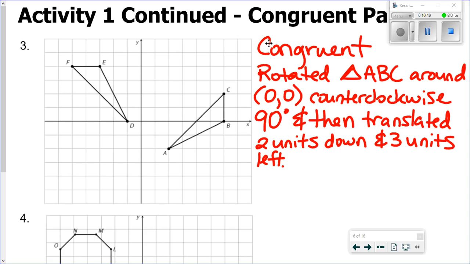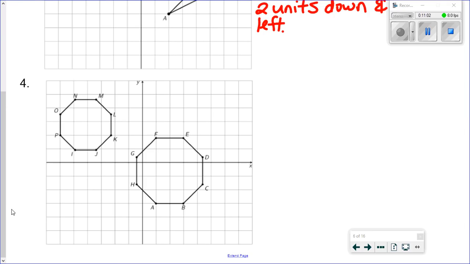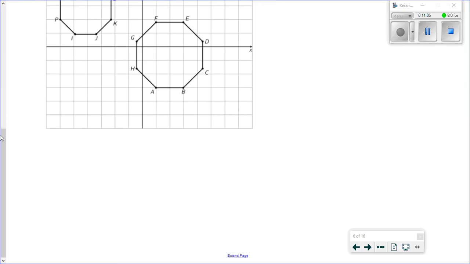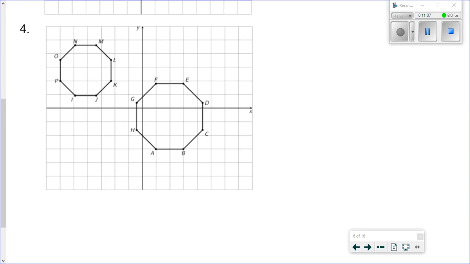Let's now check problem number 4. Sorry, technical difficulty. With problem number 4, hopefully you realized that these two figures are not congruent. So, how can we prove that these two figures are not congruent?